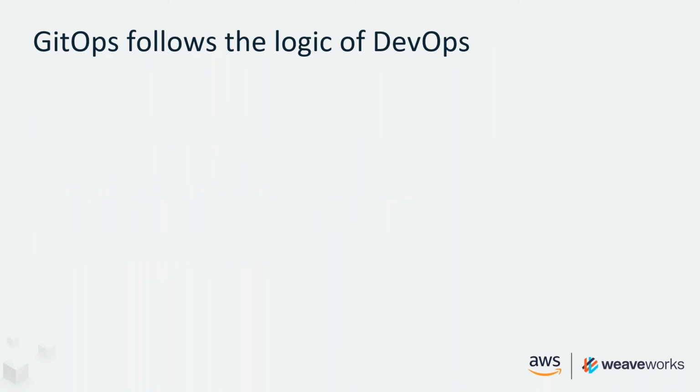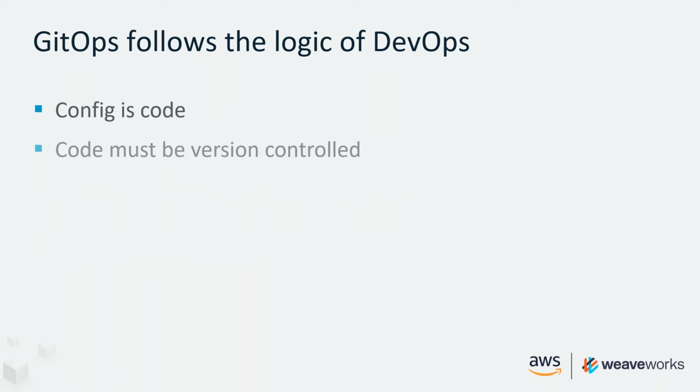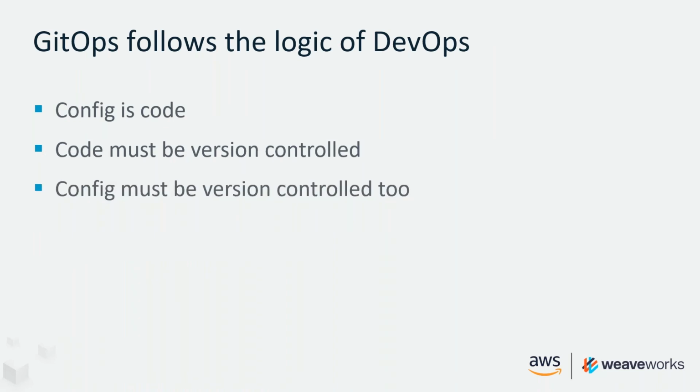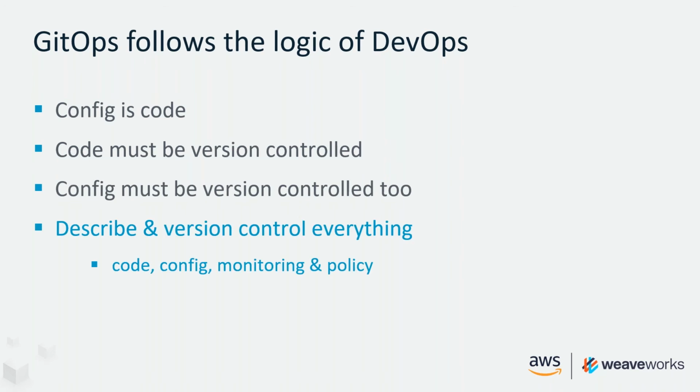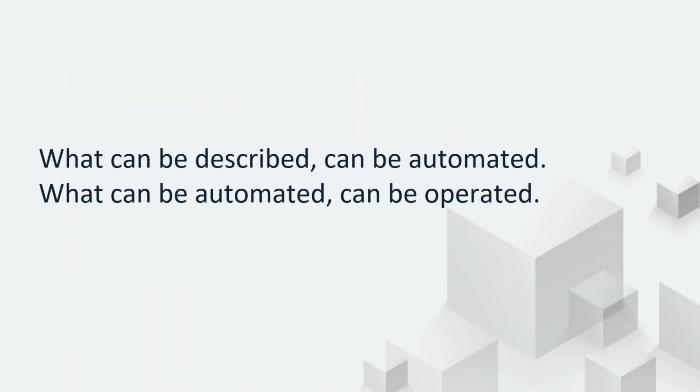GitOps is an evolution of DevOps. In DevOps, we say config is code. Code must be version controlled, and therefore config must be version controlled too. In GitOps, we take this a step further and assert that everything should be version controlled. Configuration, code, monitoring dashboard descriptions, network policy, etc., etc. And if we can describe it, we can use a declarative tool to automate it. If we can automate it, we can then perform other operations on it.